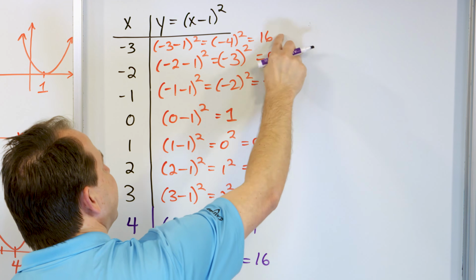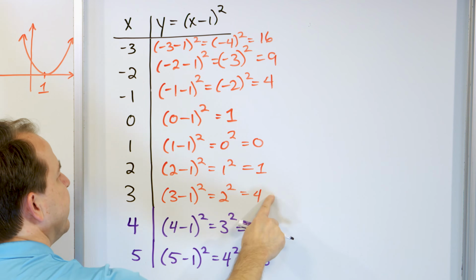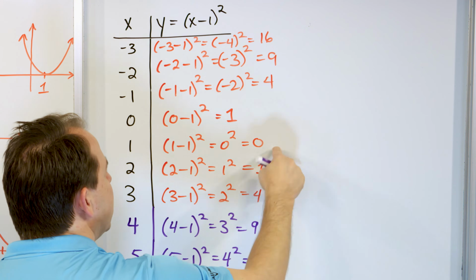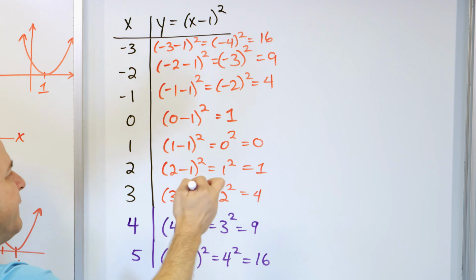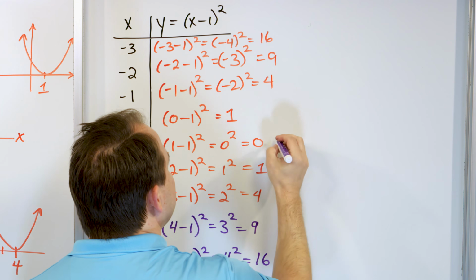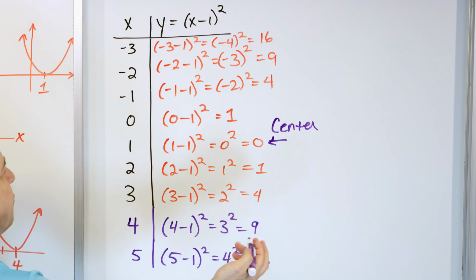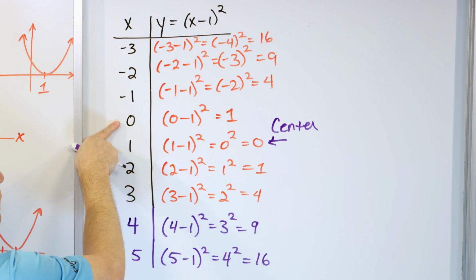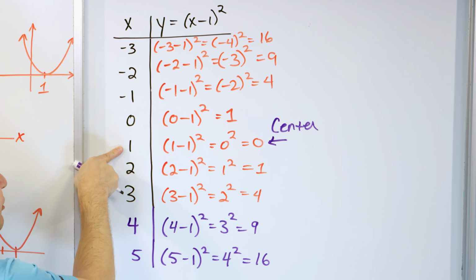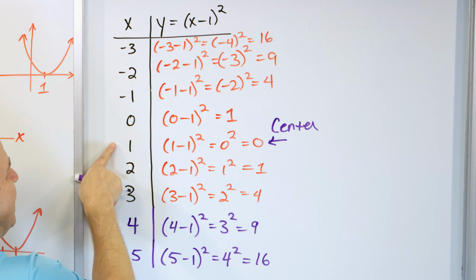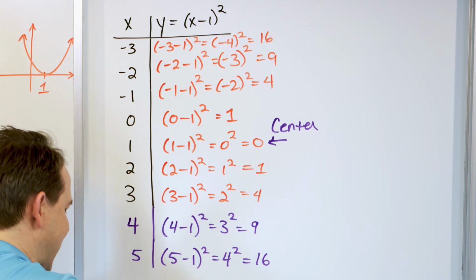So the 16 matches the 16, the 9 matches the 9, the 4 matches the 4, the 1 matches the 1. 0 is now in the center. This parabola is centered here. This is the center. However, the center of this parabola is no longer at x equal to 0. The center of this parabola is now shifted 1 unit over to when x is equal to 1, right? And that's the bottom line.